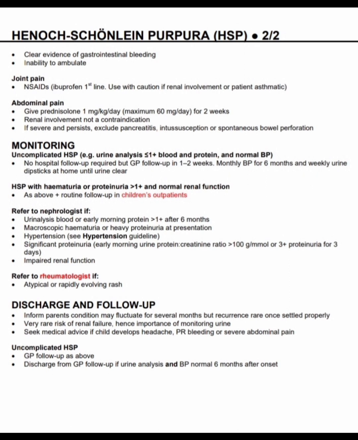Discharge and follow-up of Henoch Schonlein purpura patients. Inform the parents the condition may fluctuate for several months, but recurrence is rare once settled. There is a very rare risk of renal failure, hence the importance of monitoring urine. Seek medical advice if the child develops headaches, per rectal bleeding or severe abdominal pain. Uncomplicated HSP: GP follow-up as above. Discharge from GP follow-up if urinalysis and blood pressure are normal 6 months after onset.